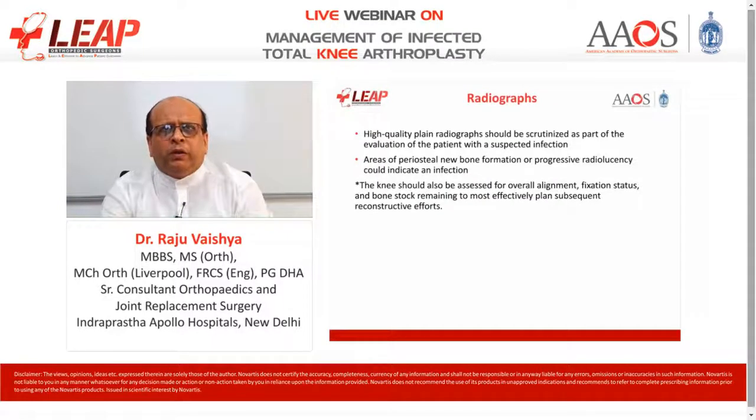Although plain radiographs are not of great help in acute infections, in chronic infections they could be of help, because high quality radiographs in suspected infection can show periosteal bone reaction and areas of bone lysis, which should be seen on progressive radiographs. If it is increasing, that could indicate an infection. Plain radiographs can also show us the overall alignment, the fixation status of the prosthesis, and the bone stock that is remaining to plan our subsequent reconstructive efforts.